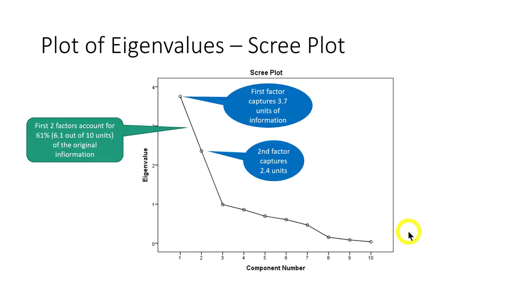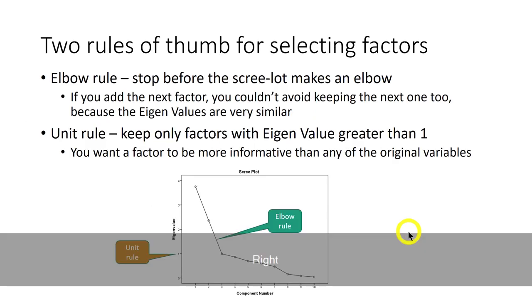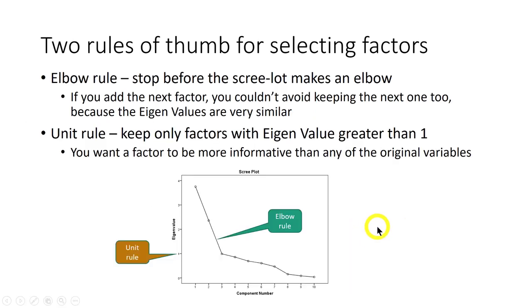So in our example, the first factor captured 3.7 units of information, which is 37% out of 10. The second factor explained 2.4 units. So the top two factors explain already 61% of the original information. One of the rules is called the elbow rule. The elbow rule says that you should stop adding factors when there is an elbow in the plot.